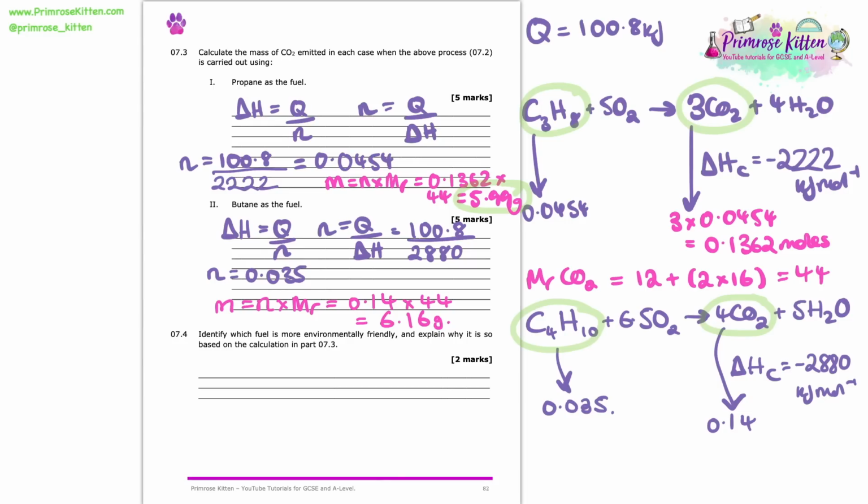Okay, so now we're asked to identify which fuel will be more environmentally friendly and explain why, based on the calculation from 7.3. So the answer here is going to be propane. And the reason why it is more environmentally friendly is because, as you can see above, less carbon dioxide is released compared to butane to release the same amount of heat. So if we want to get the same amount of heat from burning some fuel, you will end up releasing much more carbon dioxide when burning butane instead of propane. So that means propane is more environmentally friendly.